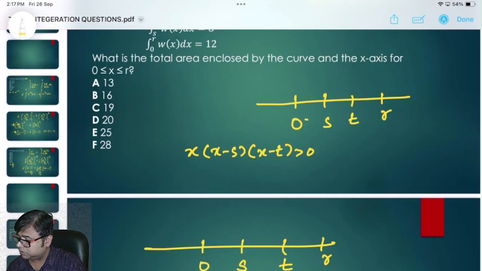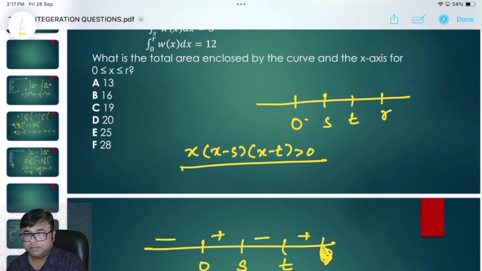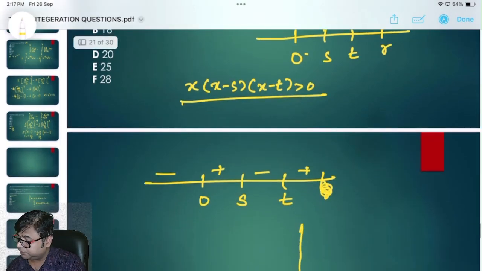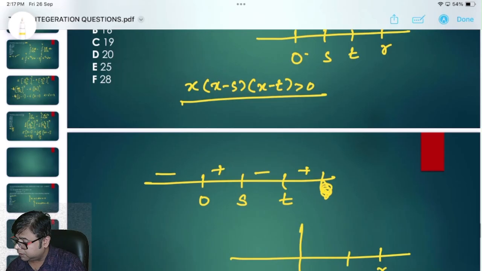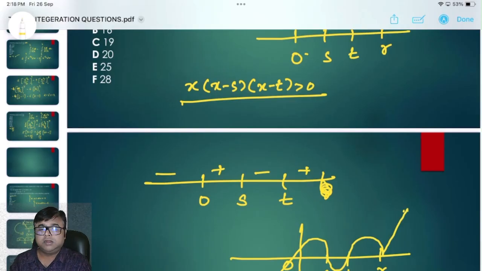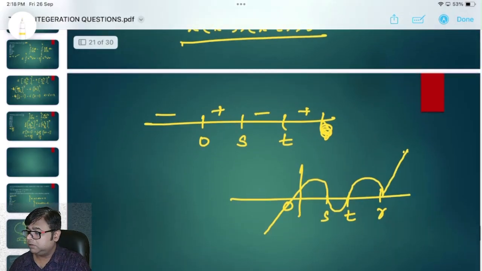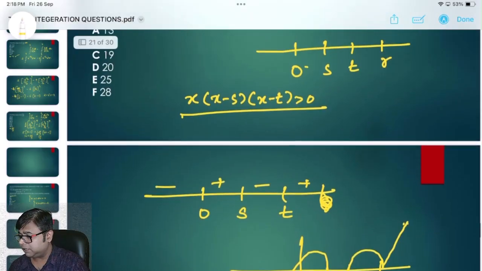So let's forget r. First of all, let's solve this. So it is positive, negative, positive, negative, right? So the curve looks like r is here, t is here, s is here, 0 is here. From r, on the right of t, it's positive, so it will be like this. Then between s and t it is negative. Then 0 to s again positive. So the curve looks like this. This is how we have to understand this.